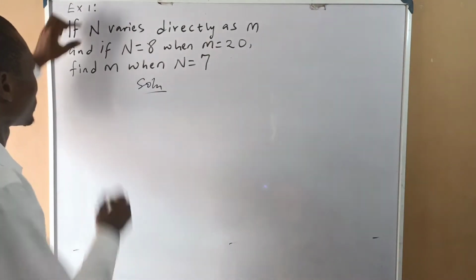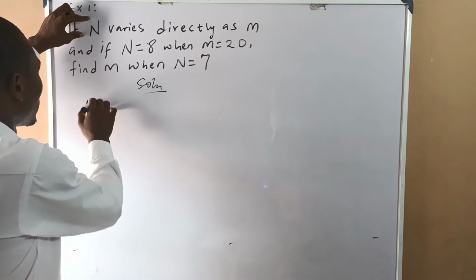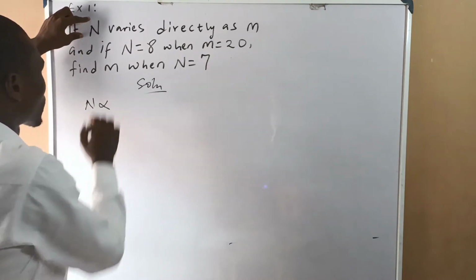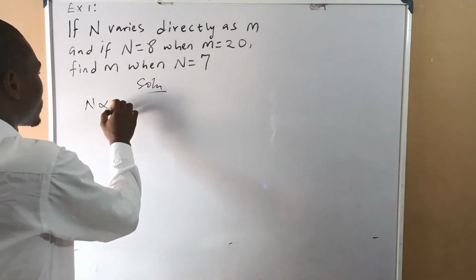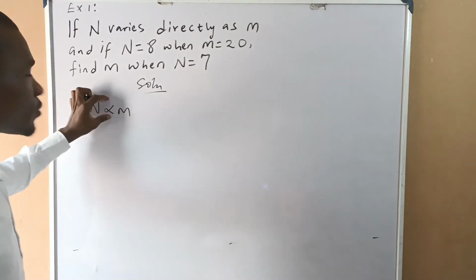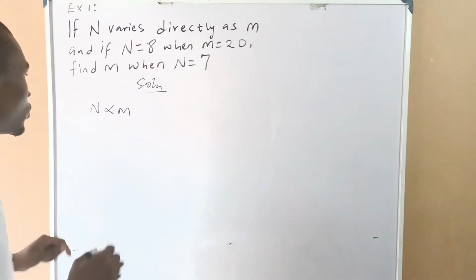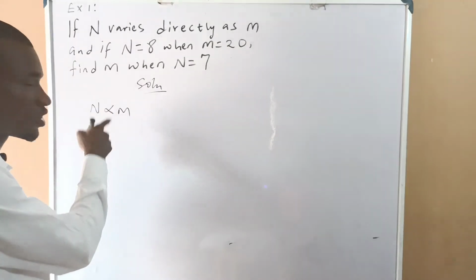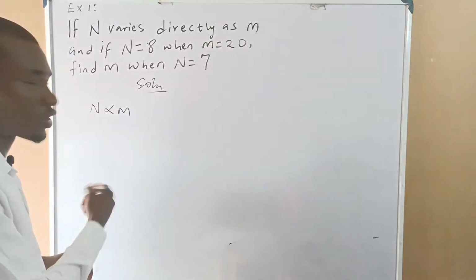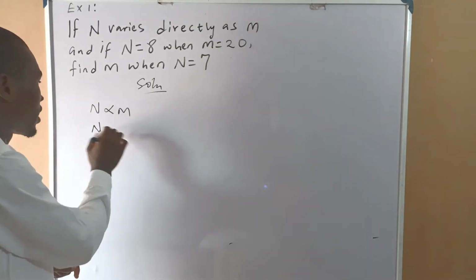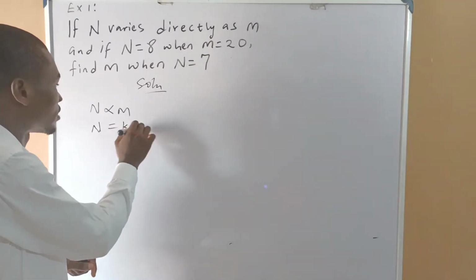And how do we interpret it? They told us that n is directly proportional to m. So to remove this variation sign, the first thing we are going to do is to introduce an equality sign and then put our constant. Hence, we have that n is equal to k m.